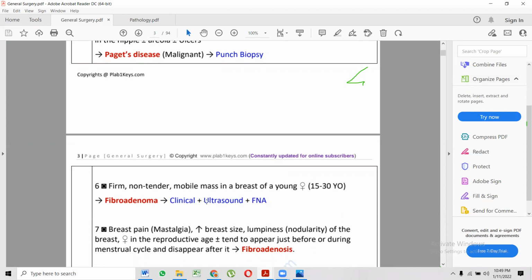And what is the investigation? First, we will perform ultrasound and then FNAC, fine needle aspiration.